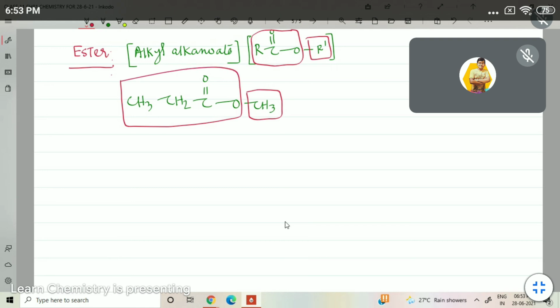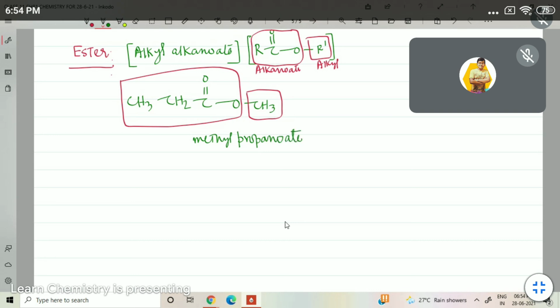And this is the alkanoid part, right? Did you understand this far? Which one do we call alkyl, which one alkanoid? So this is alkyl, this is alkanoid. So first of all, we'll write down the name of the alkyl part, which is here methyl. And what about the alkanoid? Propanoid.